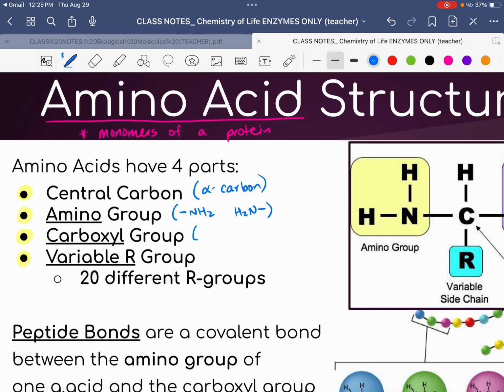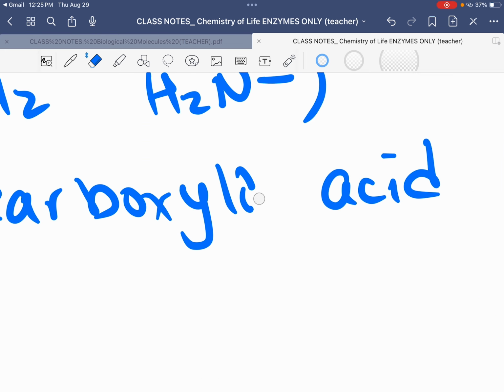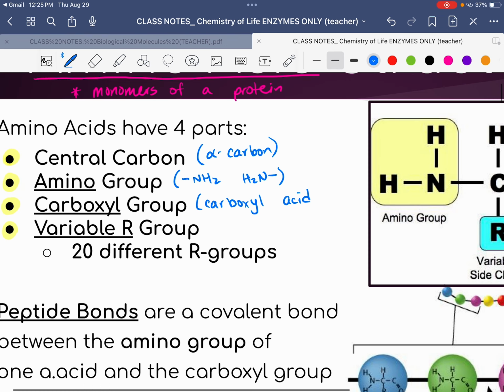A carboxyl group is also known as a carboxylic acid. And so that's why these are amino acids. And you saw this in fatty acids as well. They have a carboxylic acid group as well. And this needs to be changed here. Carboxylic acid. There we go.